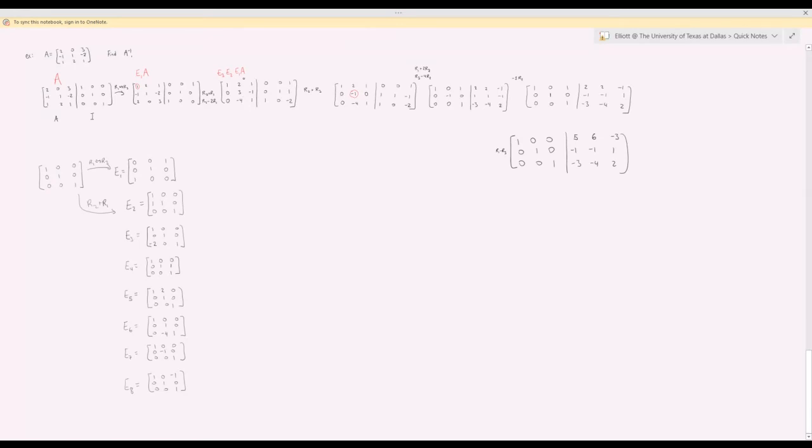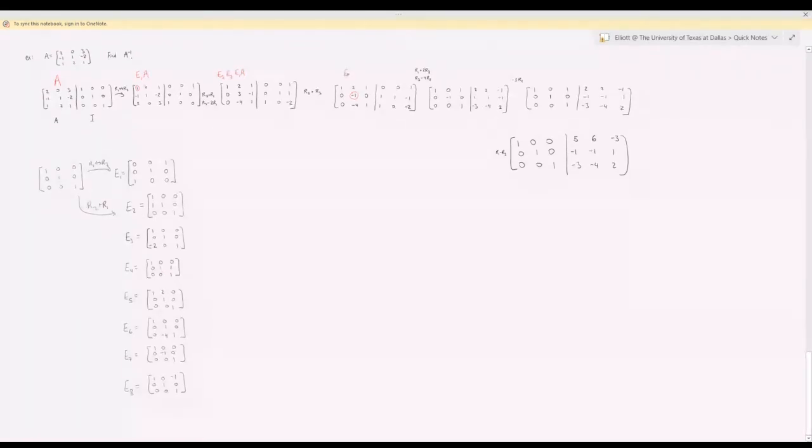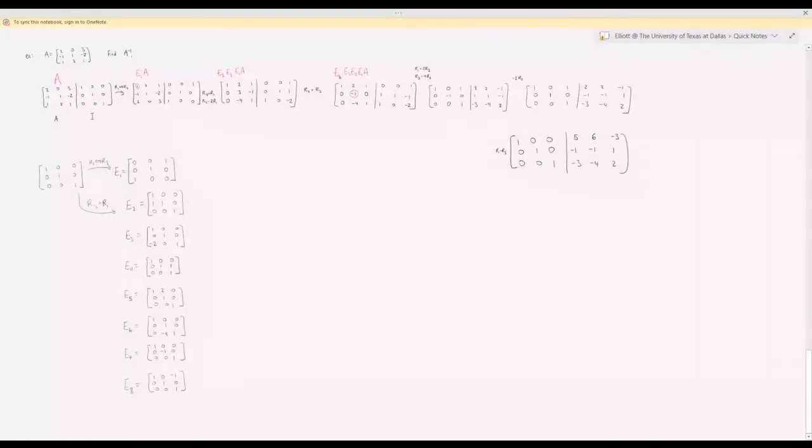And then just continuing, adding row 3 to row 2 is the same as multiplying on the left by this elementary matrix, E4. So we'd have E3, E2, E1 A, and then we're going to multiply on the left by E4. Then this product should produce this matrix here.